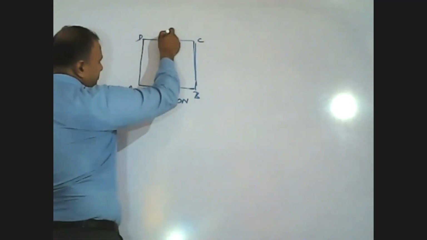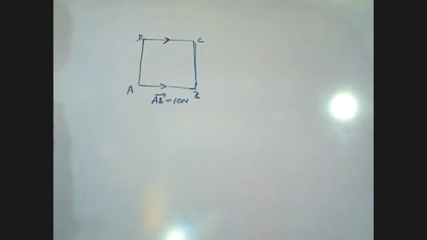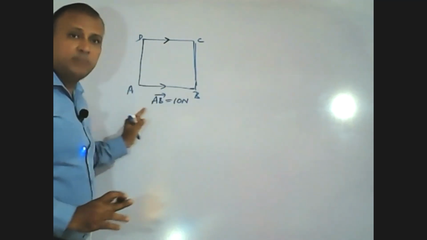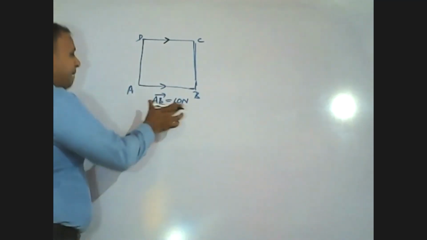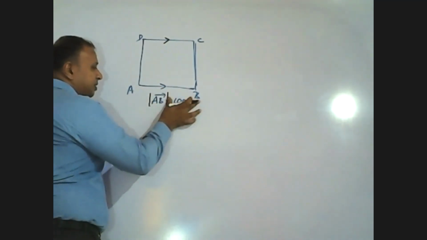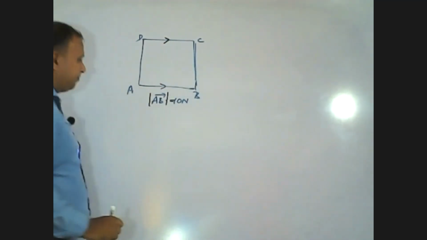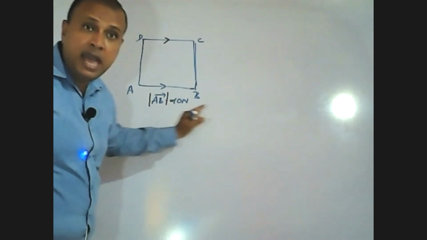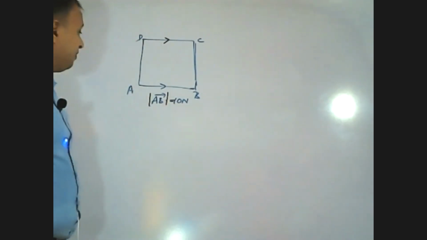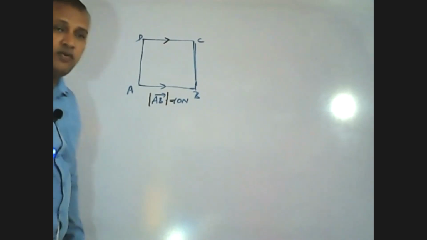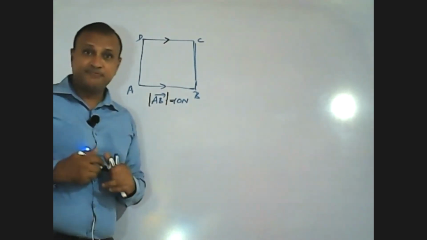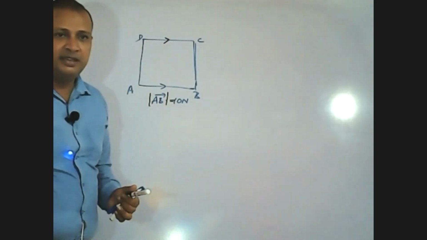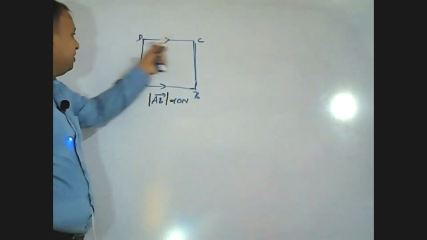Suppose you are given that ABCD is a square, and the magnitude of the AB vector is 10 Newton. Then you are asked to find the magnitude of the DC vector. How to find that one? Please give me answers. The magnitude of the DC vector. How much?